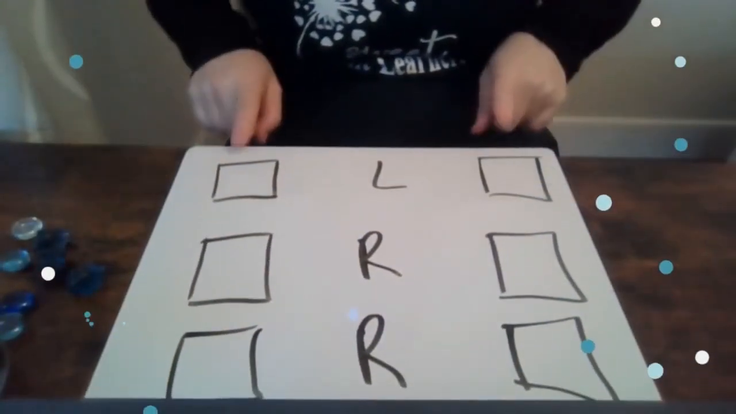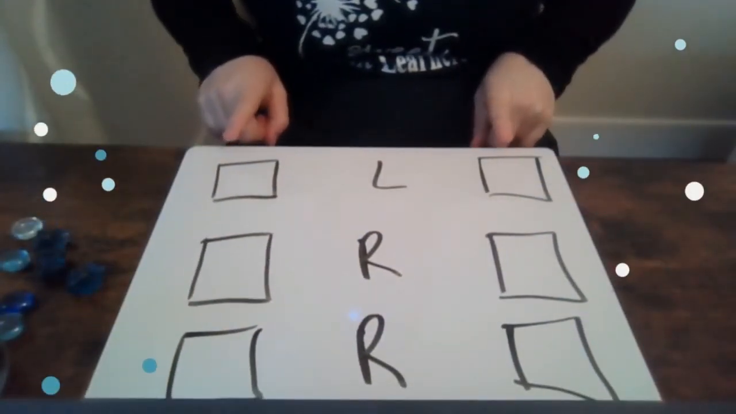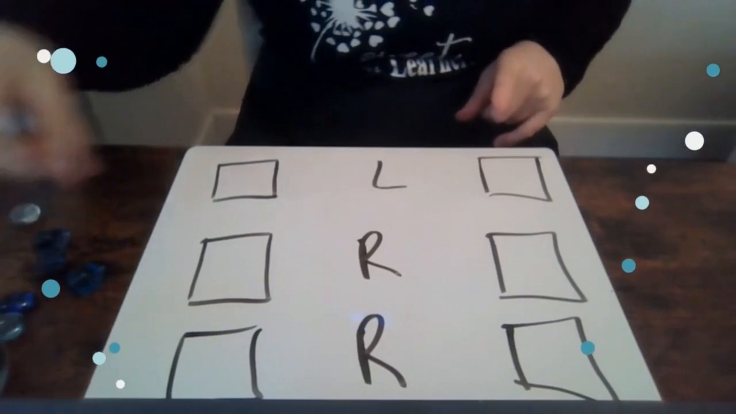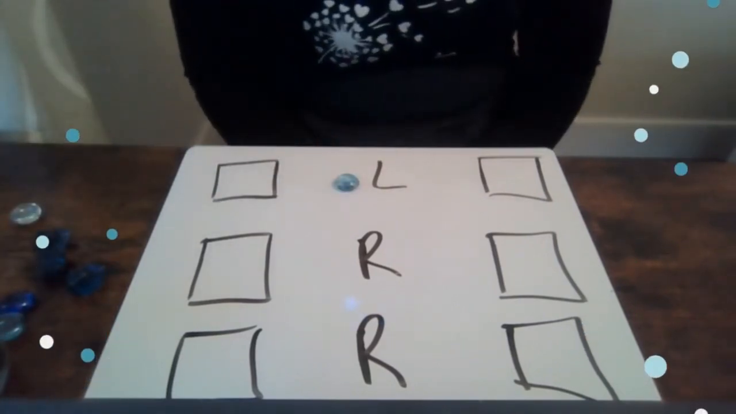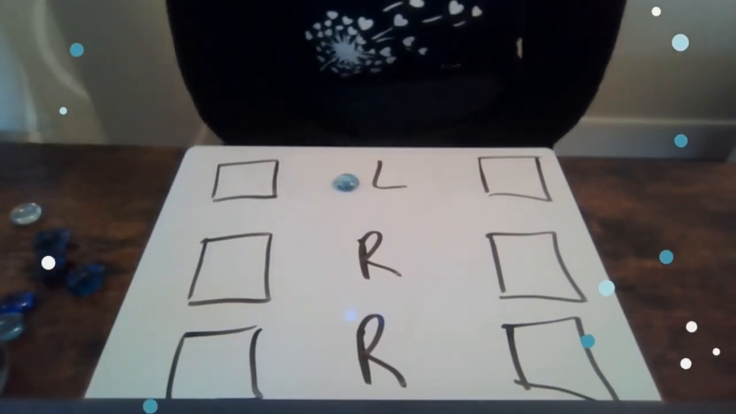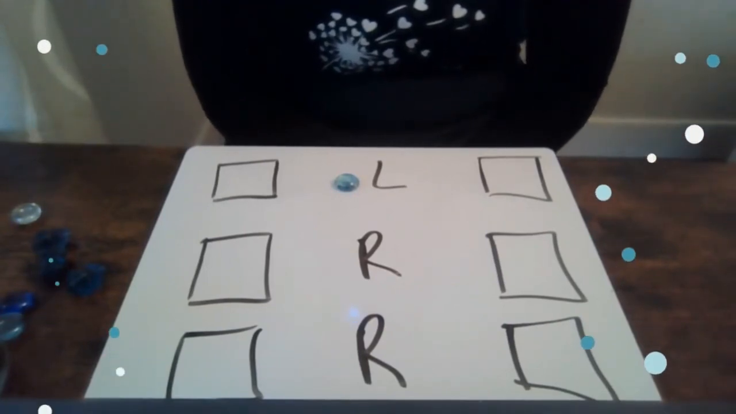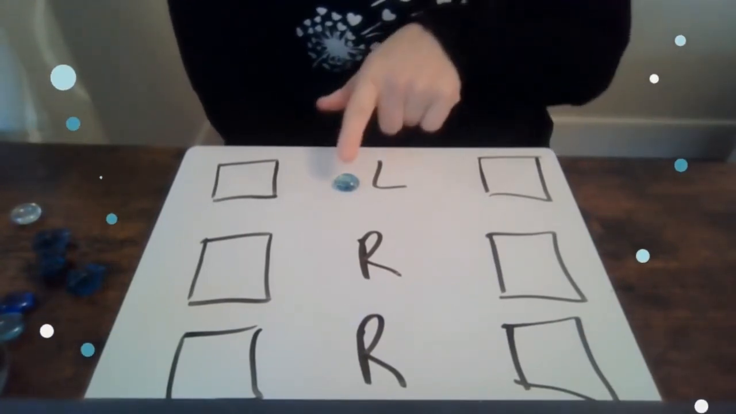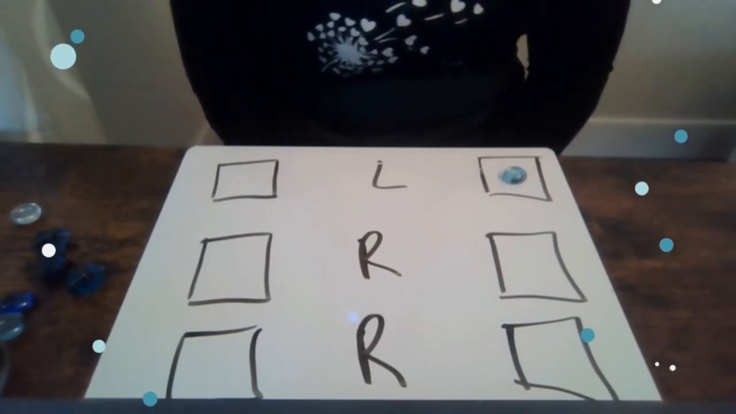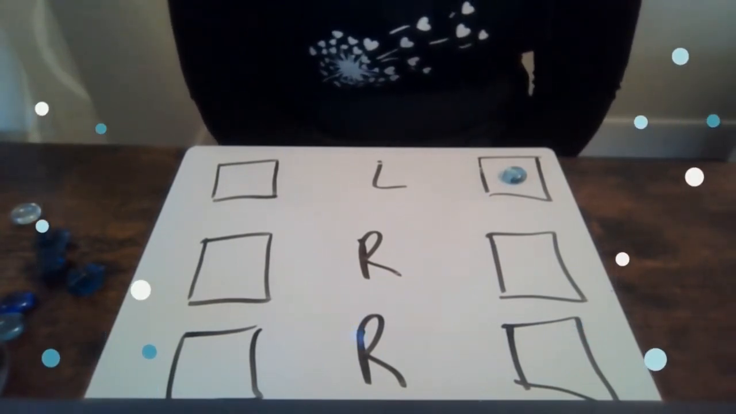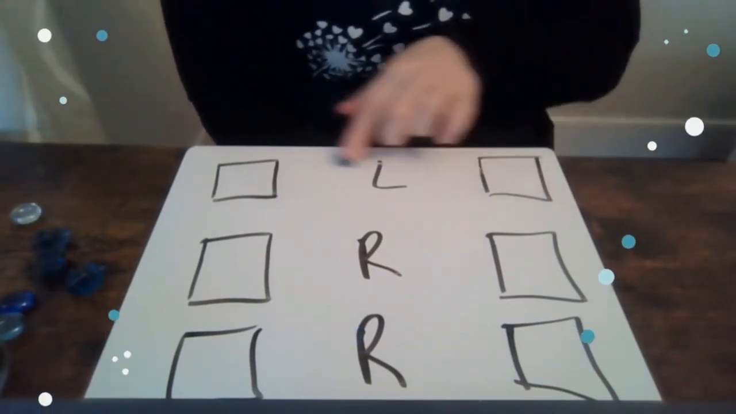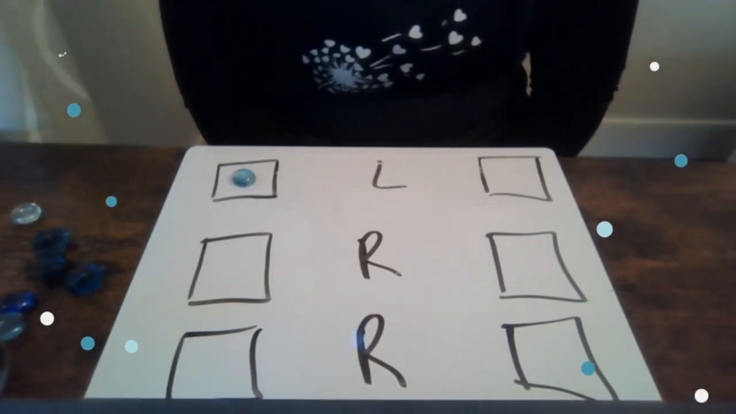Okay, so between these two squares, I have to put my special gem in the left one. Which one would be the left one? Would it be this one? How did you know? Or would it be this one? How did you know?